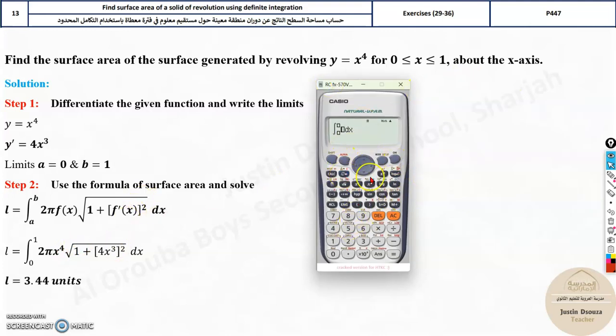We can just do it over here. Use the integral. Now 2 pi is by shift and this symbol over here, into the function, that is alpha x to the power 4, multiplied with square root of 1 plus, now it's better to use the brackets because there are two terms, 4 alpha x cube, close the bracket and square it up. That's it. And now the limit is from 0 and it goes until 1. This is your answer.